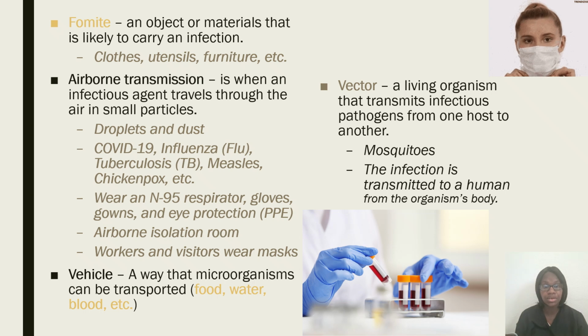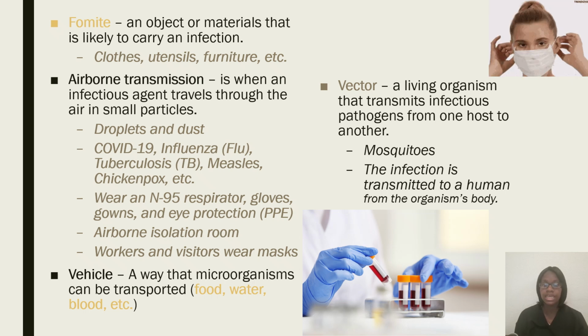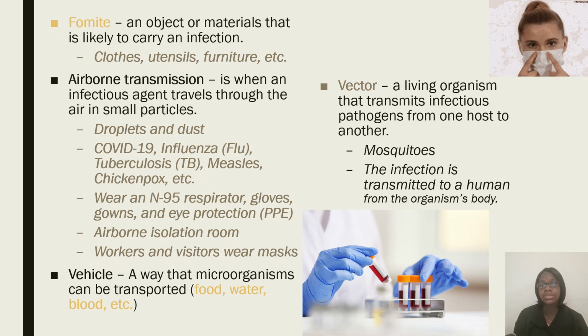For your vehicle, this is a way that microorganisms can be transported through food, through water, through blood. Vehicle should be like an easy term to remember because it's a vehicle, and then you have keywords, a way that it can be transported. So that one should be easy to remember, hopefully. And then you have your vector. These are a living organism that transmits infectious pathogens from one host to another, such as your mosquitoes. The infection is transmitted to a human from the organism's body.